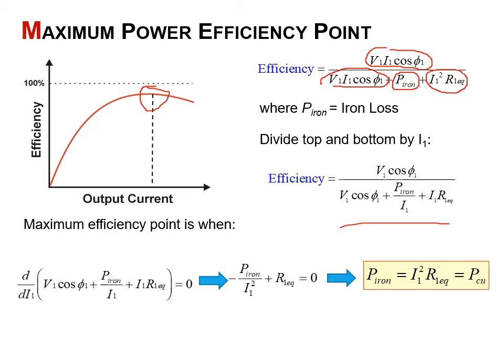So if we do this, then that's a constant, and we have an I1 term here, so that becomes minus I1 squared, and that becomes R1 equivalent. So we end up with this expression here, and from that we can conclude that the iron losses must equal the input current squared times the resistance related to the copper losses. So we can say that power iron is equal to power copper for maximum power efficiency.